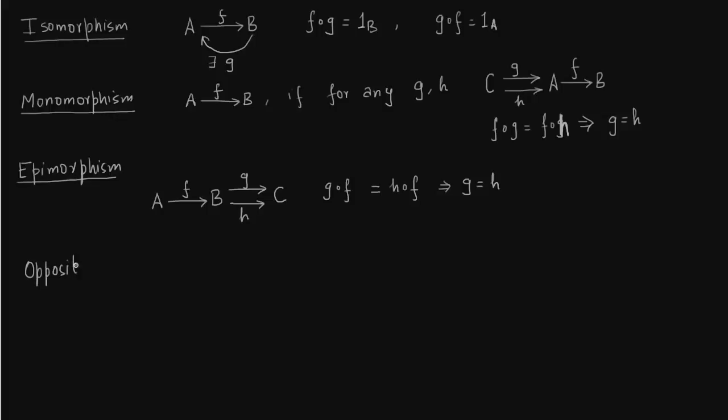Now an important concept which comes up again and again is the opposite category. So the opposite category, there is nothing special about it. It has the same objects as the original category, and only the arrows get reversed, and that is what we will write down.